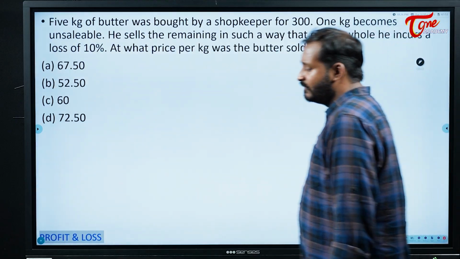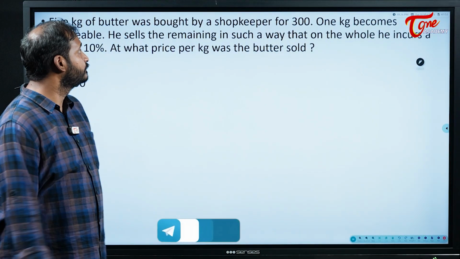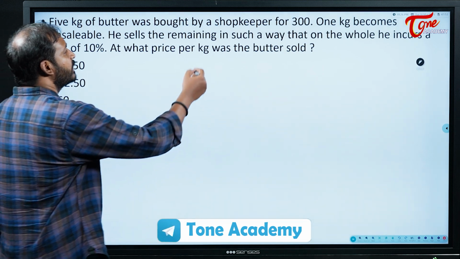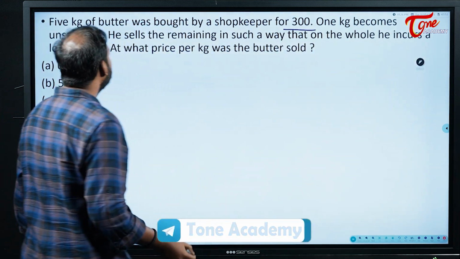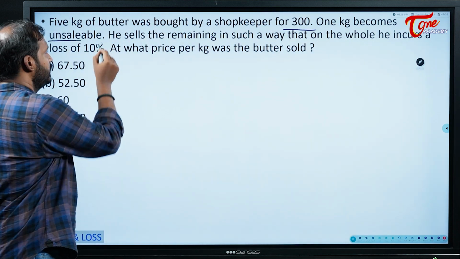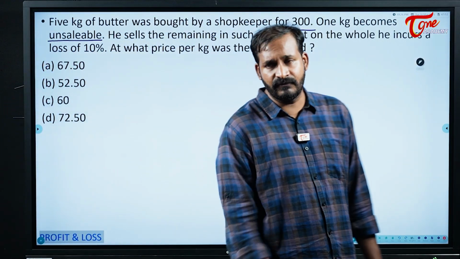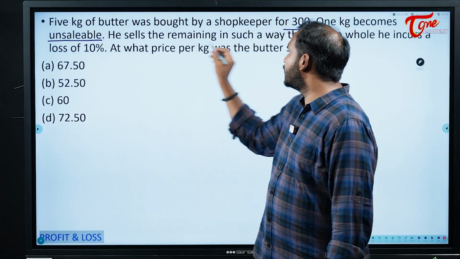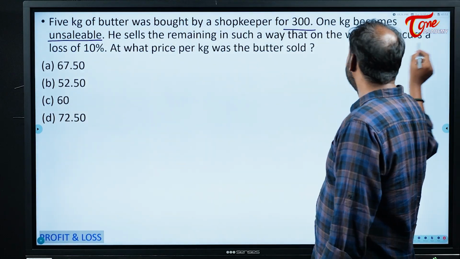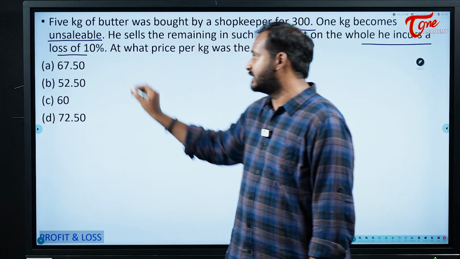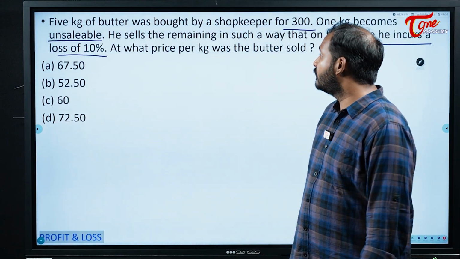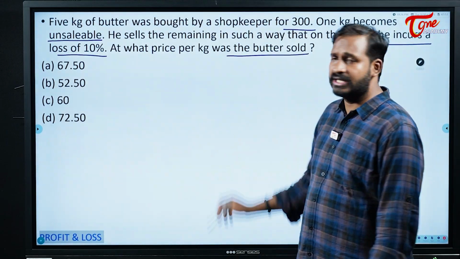Next one. 5 kgs of butter was bought by a shopkeeper for 300. 1 kg becomes unsaleable. Okay. That means he can sell only 4 kgs. He sells the remaining in such a way that on the whole he incurs a loss of 10%. Now, what price per kg should he sell the butter for?